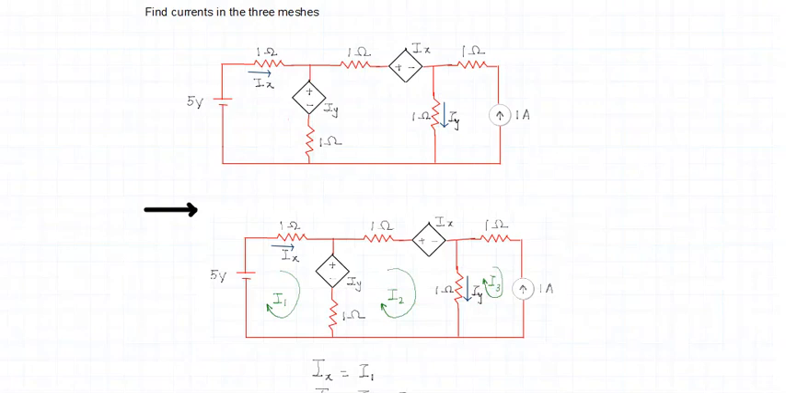Analyze what all are the types of sources given to you in the network. When I closely analyze my circuit, the first thing that I understand is I have one independent source which is 5 volt, and another independent current source which is 1 ampere. So I have two independent sources. One is a voltage source, another is a current source.